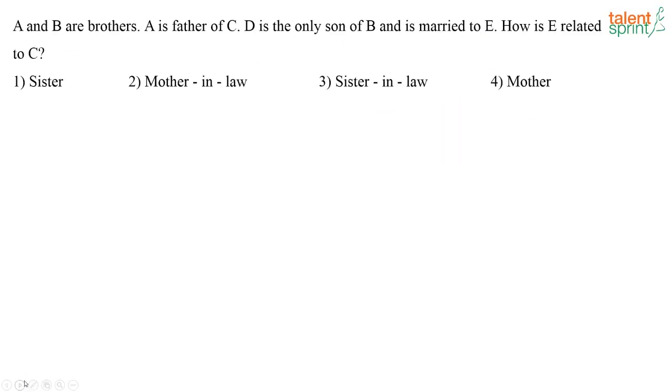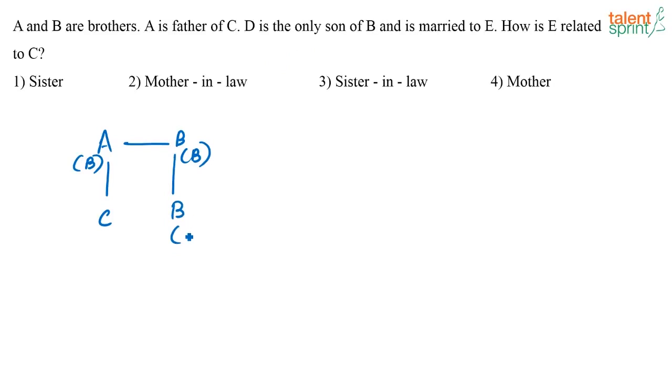Next, A and B are brothers. A is the father of C, D is the only son of B and is married to E. How is E related to C? What's given here? A and B are brothers. So both A and B are male members. So male, I am representing it as B. A is the father of C. D is the only son of B.